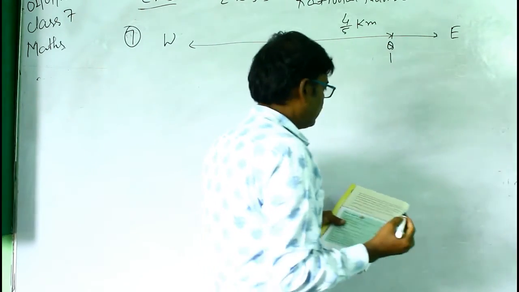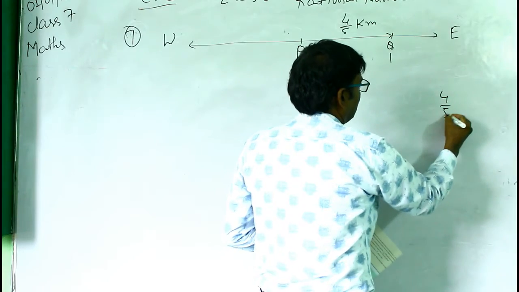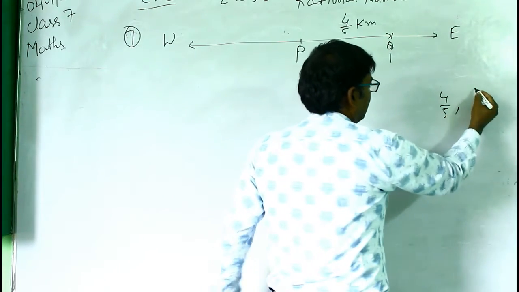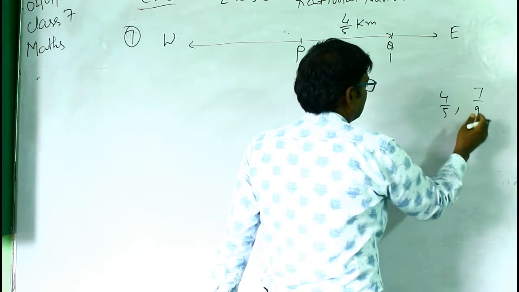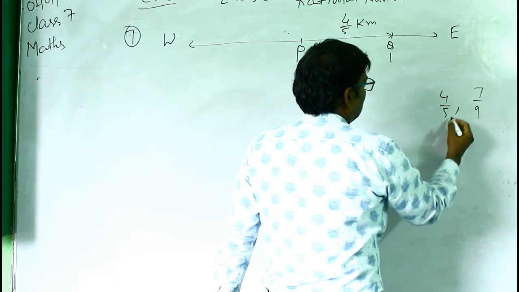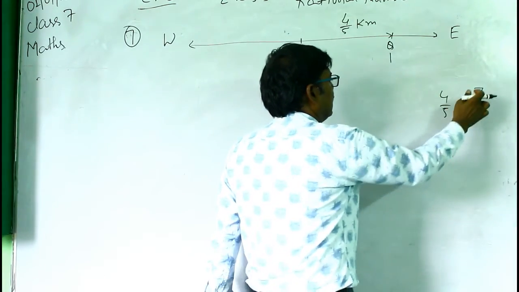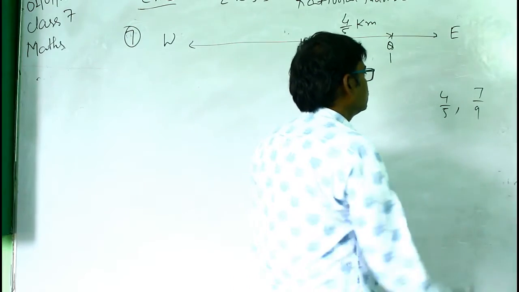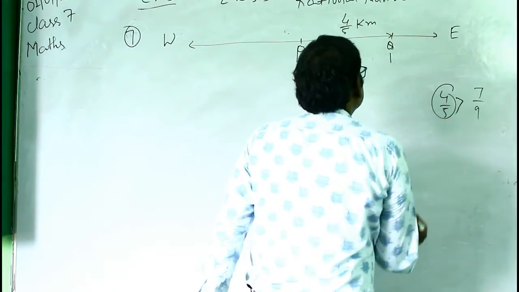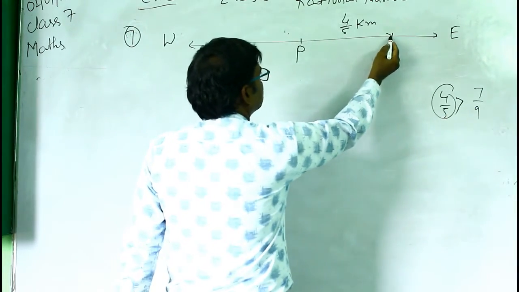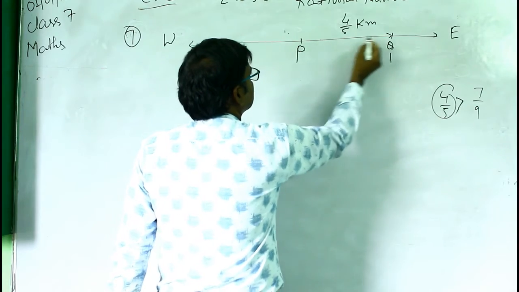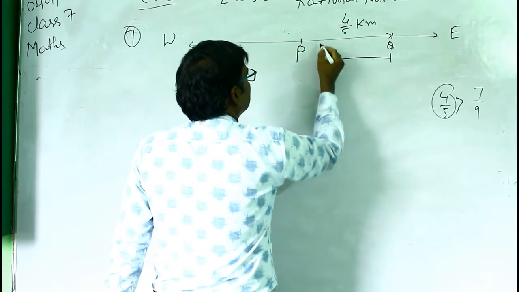Now see here that it is 4/5 kilometer and the other is 7/9. So if you compare both, which is bigger? It is 36/45 and this is 35/45. So this fraction is bigger. So it means that he will move from this point to somewhere here. Suppose he reached from this point to this point again.